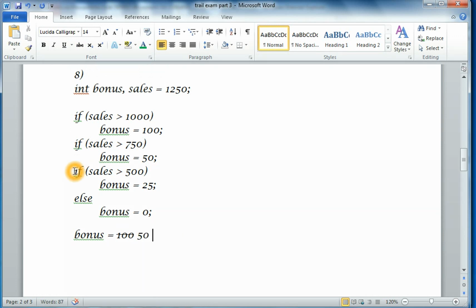After that, it checks this condition. Is sales greater than 500? Yes, because 1250 is still greater than 500. And therefore, this gets erased. And what does that become? It becomes 25. Okay, and this statement will not occur because this became true, so it does not enter this part. Okay, so the answer is 25.